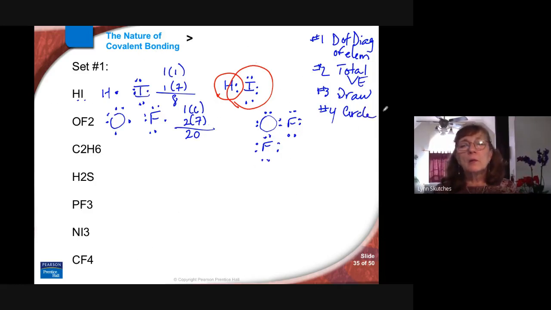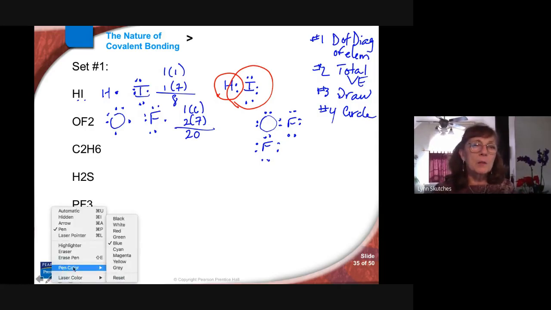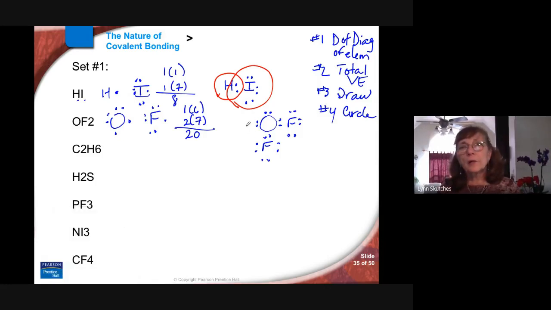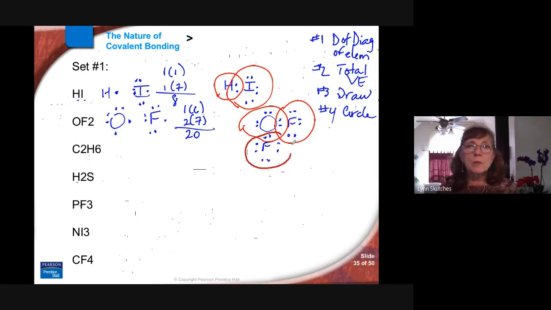Circle. And then circle up to make it obvious how they got their octet in this case. So oxygen has 6 of its own, borrows 1 from each fluorine. Fluorine has 7 of its own, borrows 1 from oxygen. So does this one.